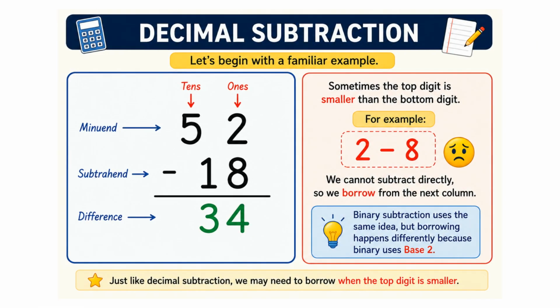Before learning binary subtraction, let's review decimal subtraction. Here, we subtract 18 from 52, and the answer is 34. Sometimes, the top digit is smaller than the bottom digit. For example, 2 minus 8. We cannot subtract directly, so we borrow from the next column. Binary subtraction works the same way, but because binary uses base 2, borrowing is slightly different. Let's see how binary borrowing works.